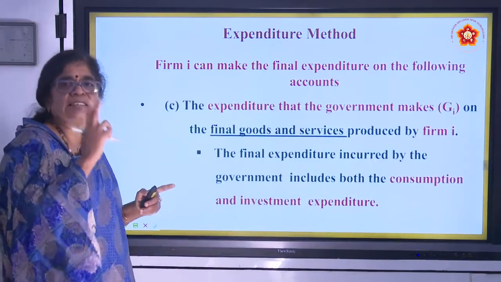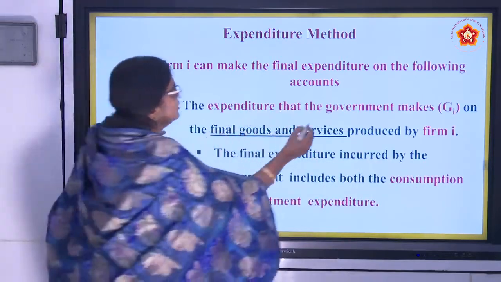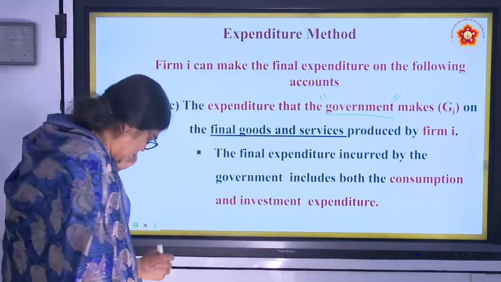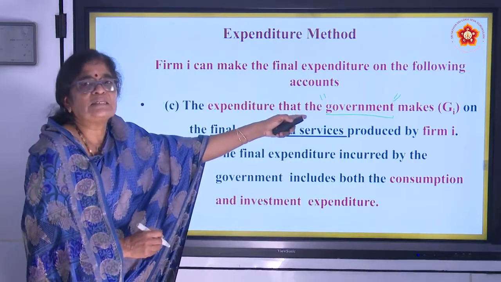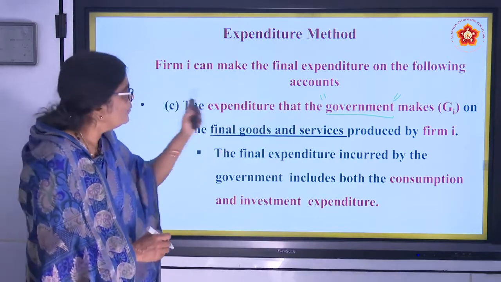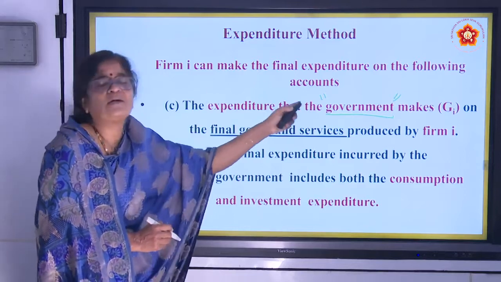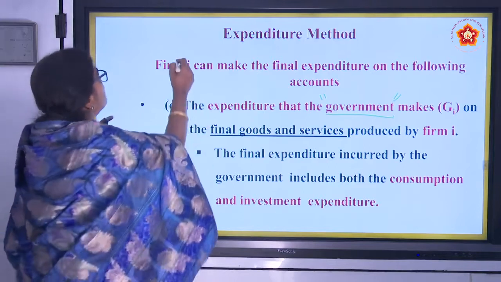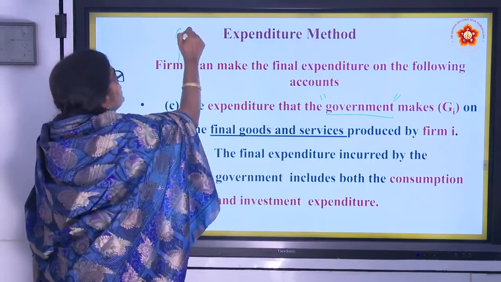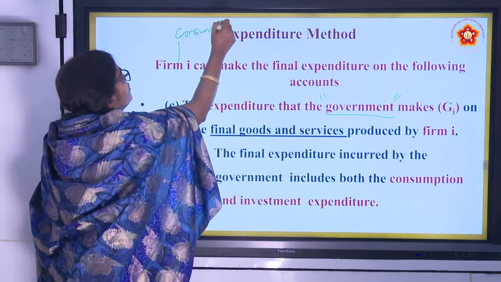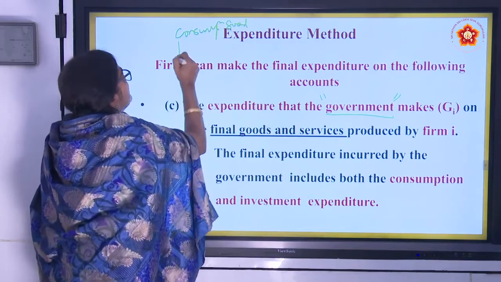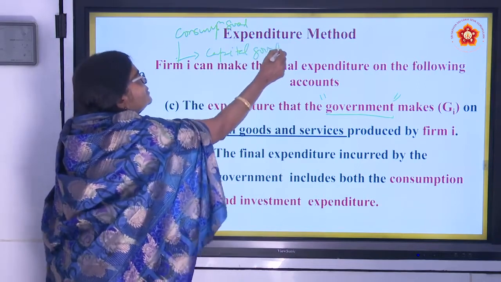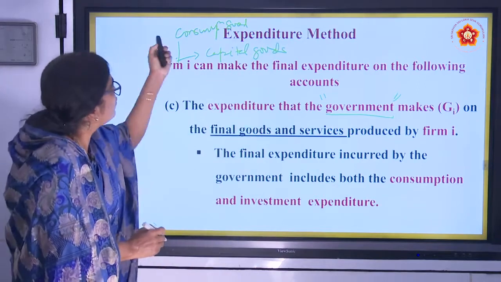Now we have studied two sectors. This is the third sector. What is the third sector in our economy? We studied in our first chapter, the government sector. We are going to study the government sector: the expenditure made by the government on the goods produced by firm I. We assume that firm I produces both consumption goods as well as capital goods. Therefore, as far as the government is concerned, they can make both expenditures.